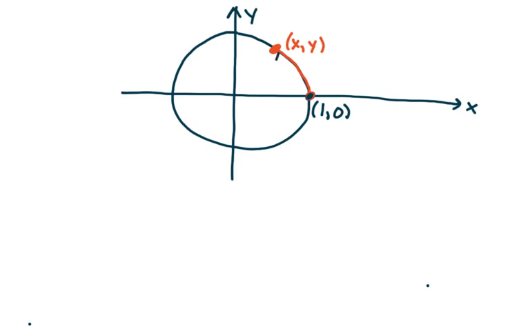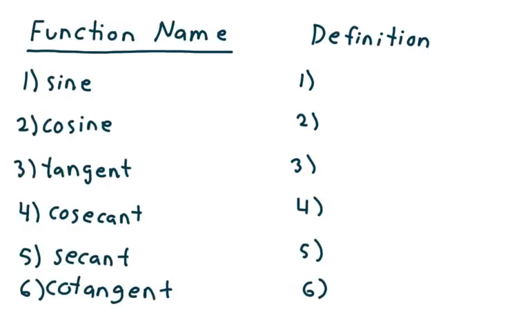ordered pair (x, y), and notice we go in the counterclockwise direction. So this distance is going to be t. And now we're going to look at the trigonometric functions.